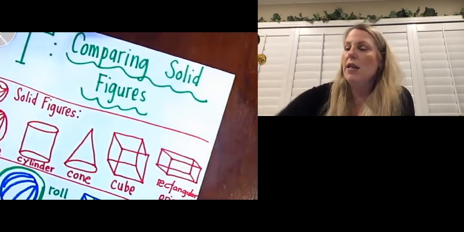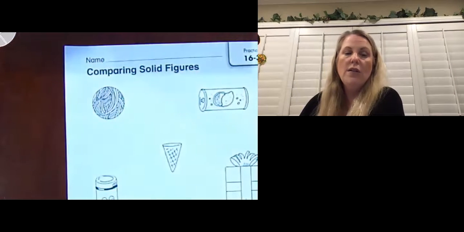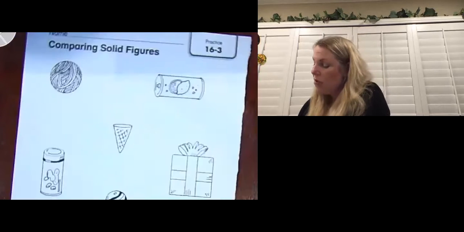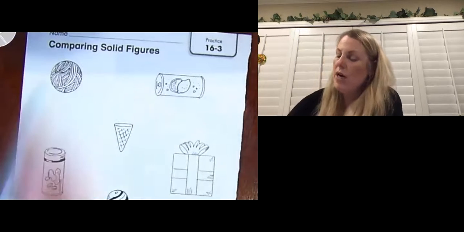Let's go ahead and look at our paper that we have to do today. So today we're going to go ahead and we're going to look at this paper, and it says comparing solid figures. And the first instruction that it has, it says circle all the solid figures that can roll. So we're going to go through and go on a hunt.